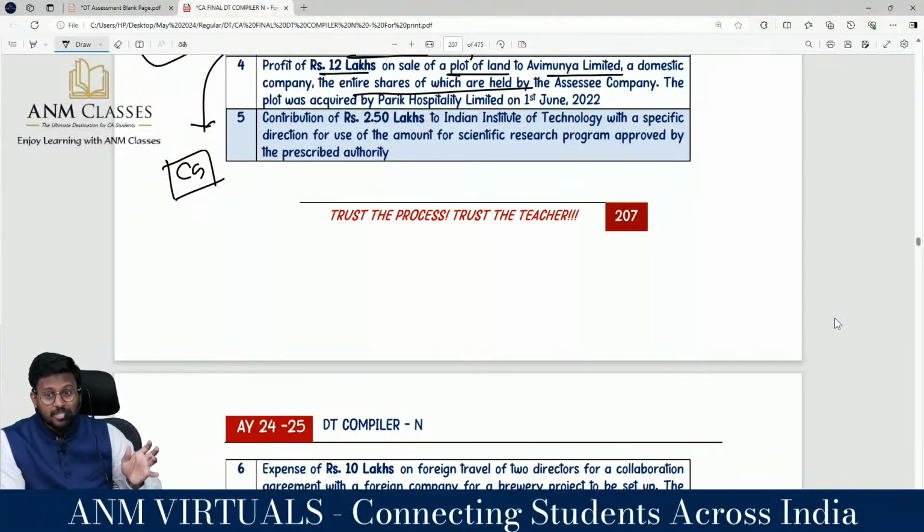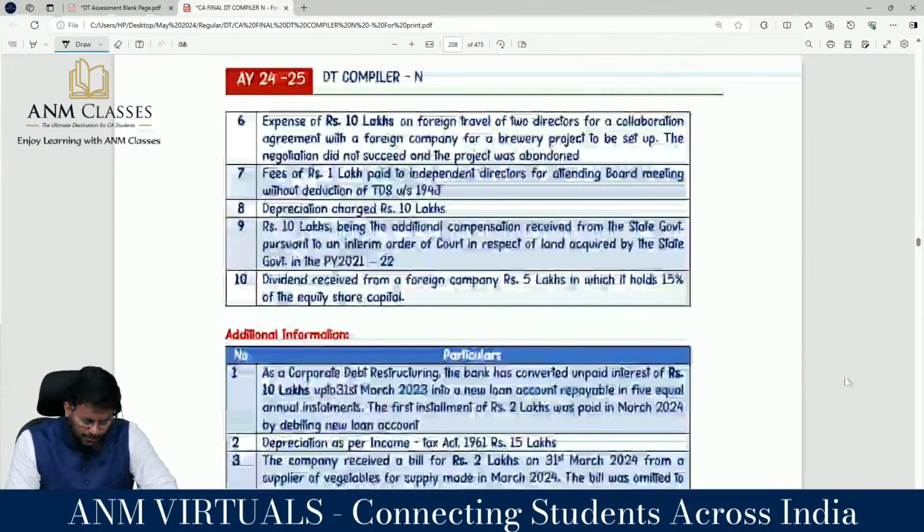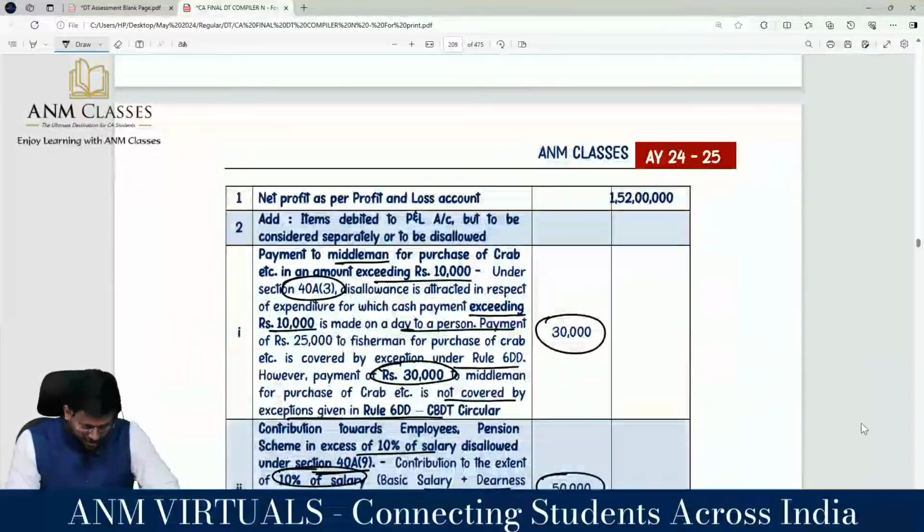They started mixing PGBP, capital gain, IFOS. It will be a combination of that. That is why 14 marks. Everything has been discussed in detail in depth.